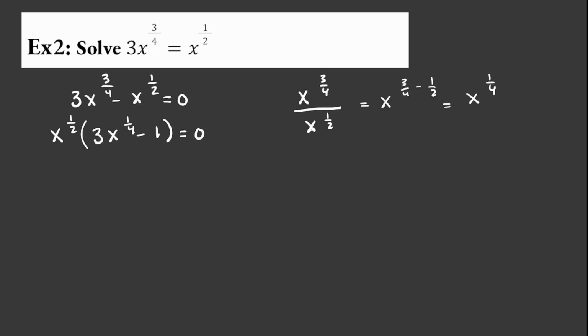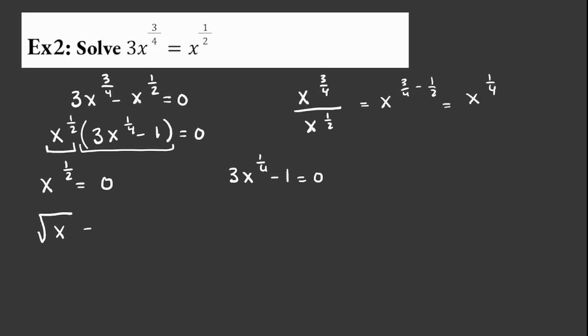Now, using the zero property, either this factor has to be 0 or this factor has to be 0 in order for the whole equation to equal 0. So I separate it into x to the 1/2 equals 0 and 3x to the 1/4 minus 1 equals 0. Here x to the 1/2 is the same as the square root of x equals 0. I square both sides. The square gets rid of the root, so x is equal to 0 as one solution.